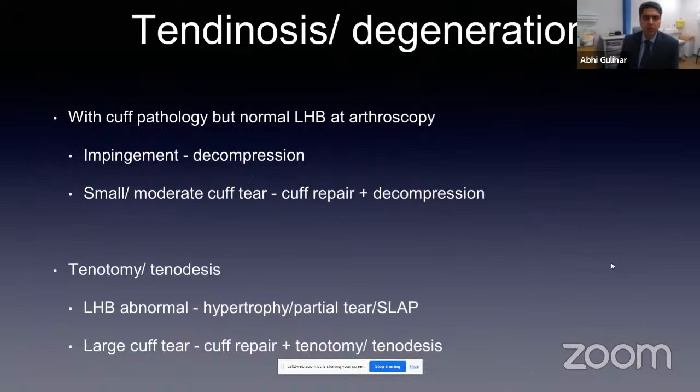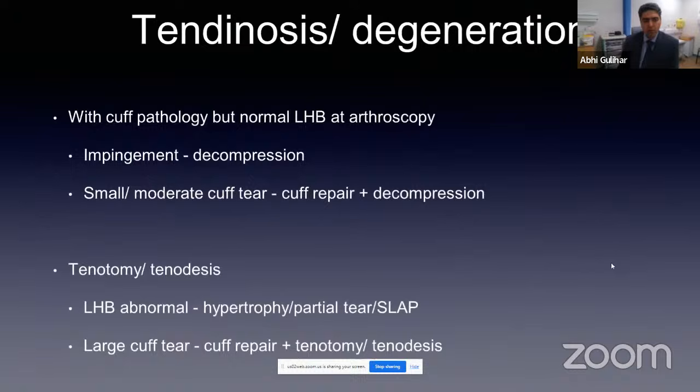How do we treat tendinosis or degeneration? So this is a bit of repetition. The first scenario is you have rotator cuff pathology, but when you have done your arthroscopy, the long head of biceps is normal. If it's purely impingement, you can perform a subacromial decompression. And if there is a cuff tear, then you can perform a rotator cuff repair. The biceps can be left alone.